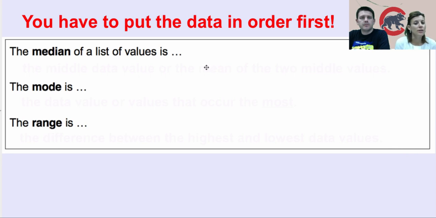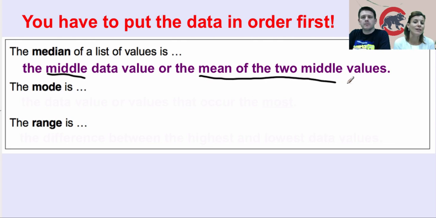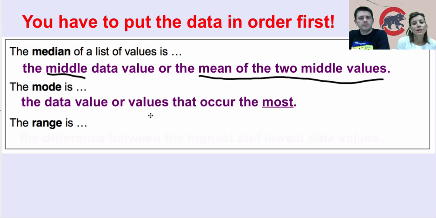The median is our middle data value. So it's the middle value, or the mean of the two middle values. So we're going to talk about when you have an odd number of data values and when you have an even number of data pieces, and then we'll talk about how to find the median in both. Our mode is the one that occurs or repeats the most. So that MO in mode, you can remember because the data value that occurs the most also has an MO.